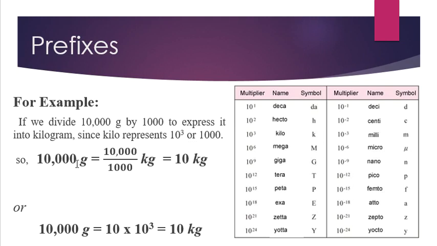So 10,000 grams, we can convert into kilograms by dividing it by 1000, and we will get 10 kilograms. So in 10,000 grams, these three zeros can be replaced with 10 raised to power of 3. So we can say 10 kilograms. This letter k is basically the prefix here.